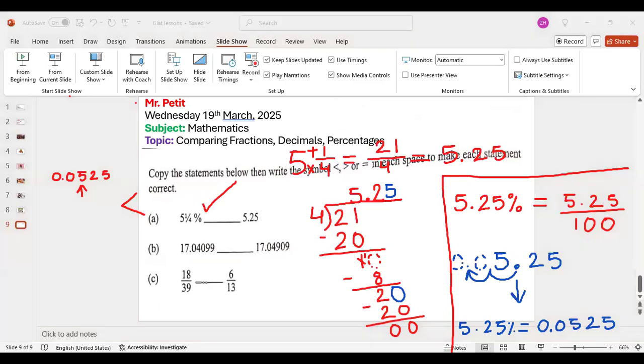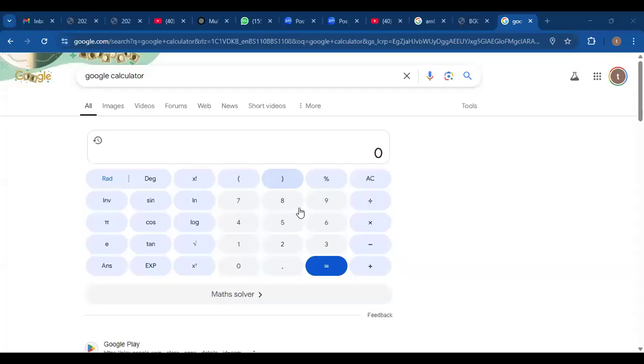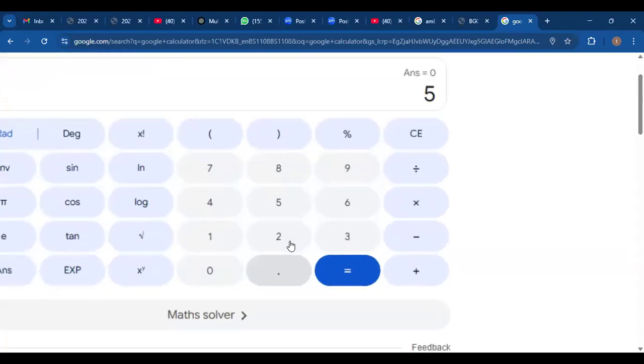Use a math solver. I can just use the Google calculator. You should have a calculator there somewhere. All right. Okay, good. Let me pull it up. So 5, y'all can see it, right?